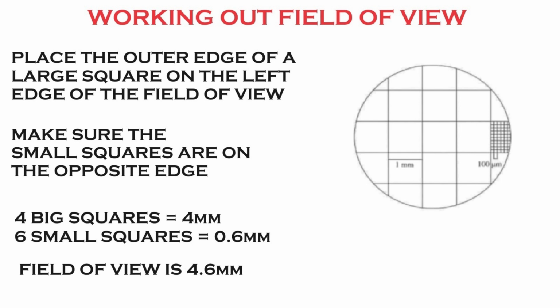But with microscopy, we don't use millimeters, we use micrometers. So there is a factor of 1,000 that we need to consider. With the field of view at 4.6 millimeters, if we times that by 1,000, we end up with 4,600 micrometers. That symbol in front of the m is a Greek mu, and that means micro.